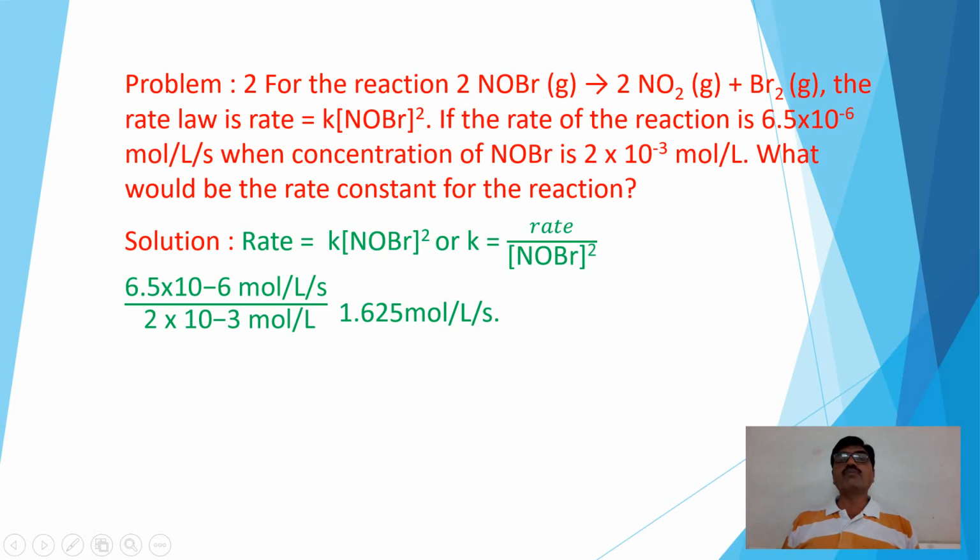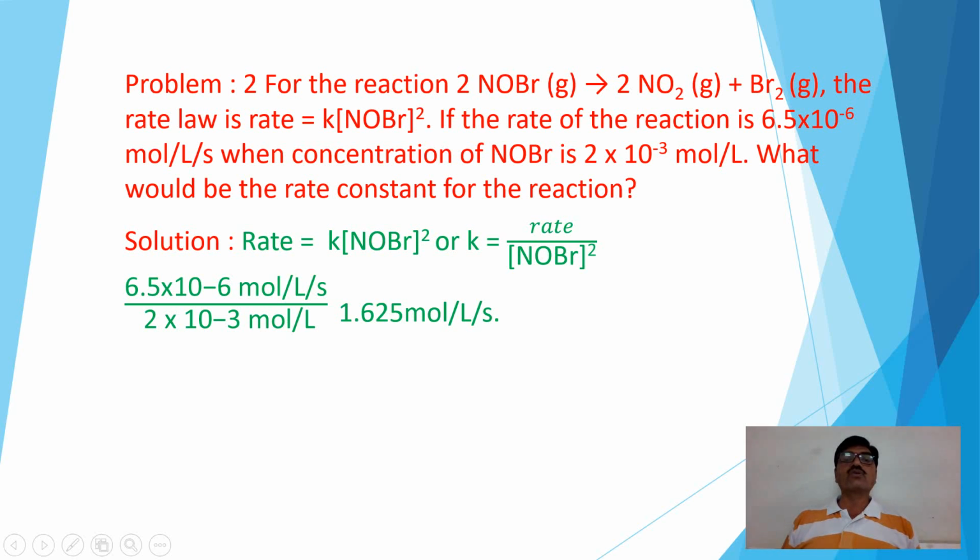When the concentration of NOBr is like this, the concentration is also given. What would be the rate constant for the reaction? So we have to determine or calculate the rate constant. There may be such types of numericals in which we have to calculate the rate constant. So simple, see here, the rate is given by this expression.